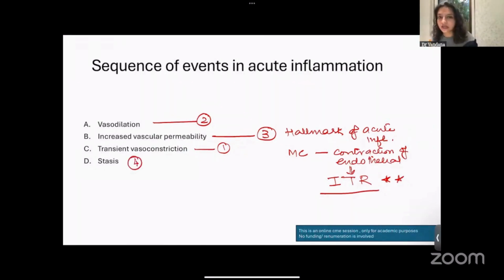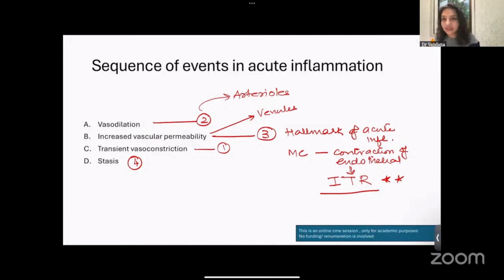Another question that they ask you is, in which vessels do you see vasodilatation? Remember, vasodilatation is always seen in arterioles, so that more blood can come to the site of injury. That is why the tissue becomes red and hot. Whereas increased vascular permeability is seen in venules. That is why the fluid moves out and the speed slows down. So that is another question that they can ask you, and everybody should be very clear with this.